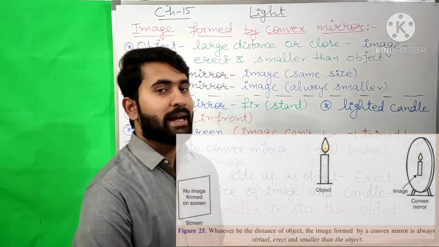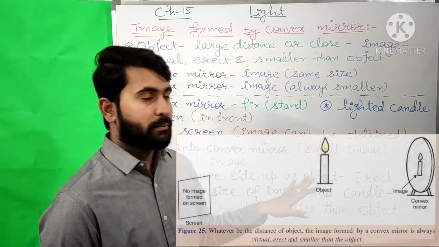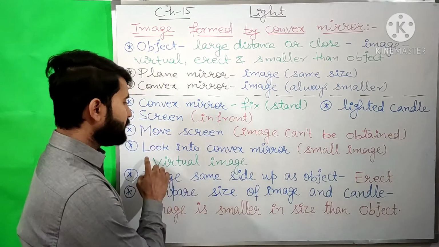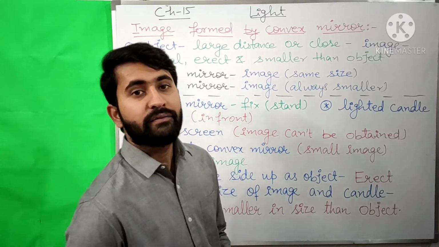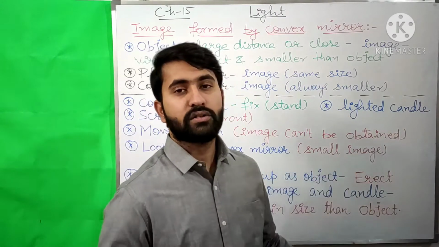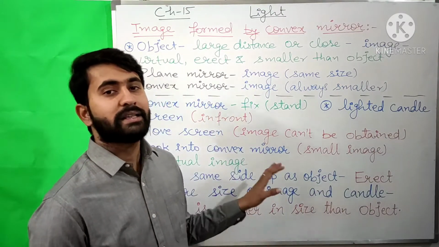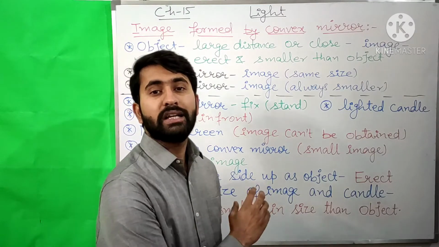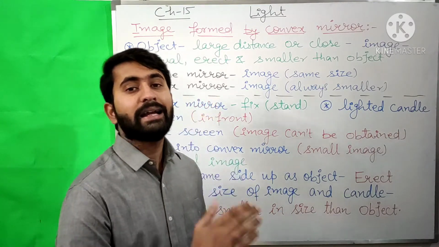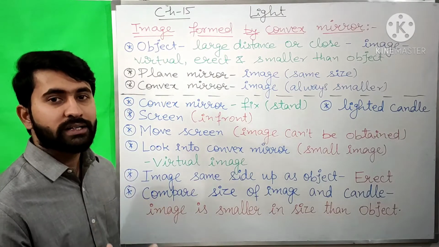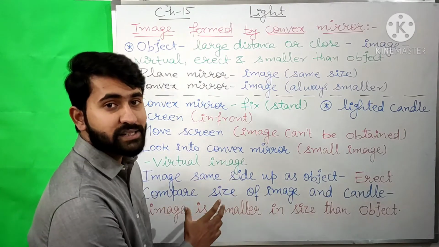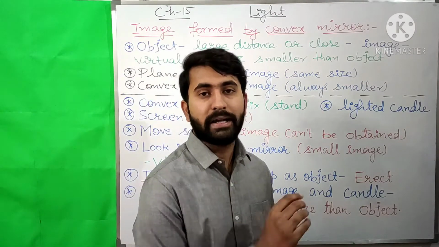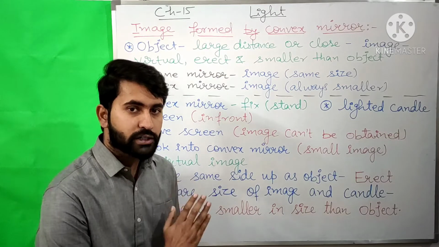But we will find that the image of the candle flame cannot be obtained on the screen. When we look into the convex mirror directly, we will see a small image of the candle and its flame in the convex mirror. Since this image can be seen only by looking into the mirror and it cannot be obtained on a screen, we know that this type of image is a virtual image. So the image that is formed by a convex mirror is a virtual image.